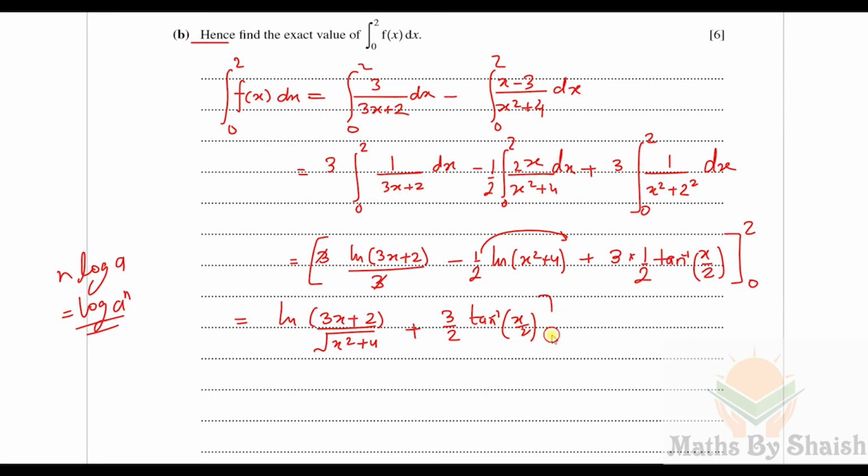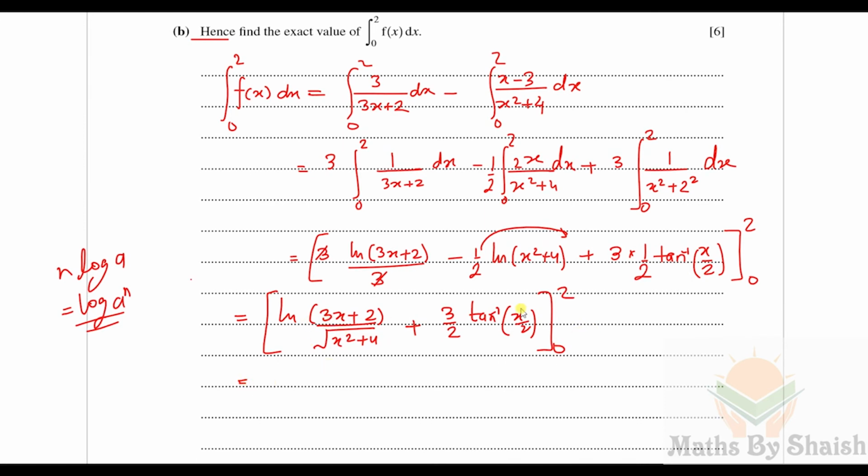Let's put the limits here now. If we put the upper limit 2, 3 times 2 is 6, plus 2 is 8, and it is also 8 but root 8, so it becomes ln(8/√8) plus 3 by 2 tan⁻¹(2/2), that is 1, so it becomes π/4, minus the lower limit, which is 0, so this is 0, this is 0, so 2 by root 4, that is 2, so it becomes ln(2/2), that is 1.